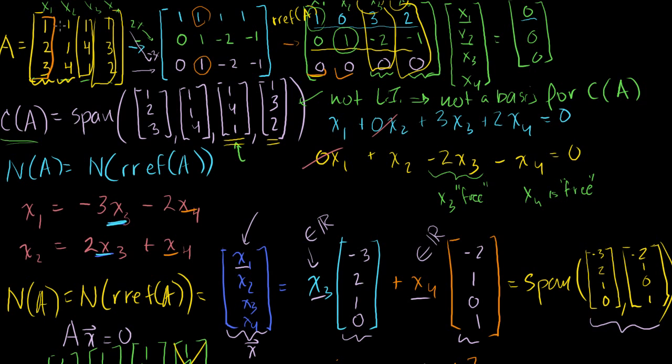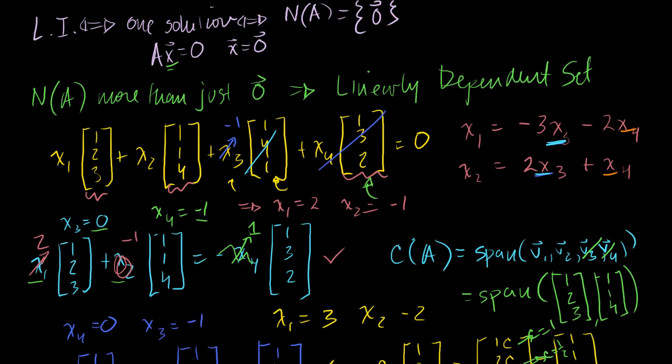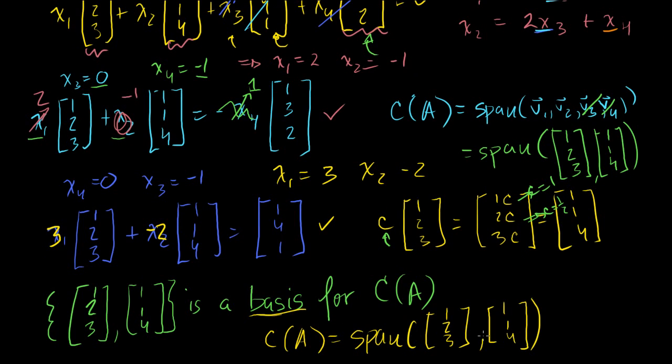So this column and this column would be a basis for A. And we see that all the way down here: 1, 2, 3, and 1, 1, 4. We did a lot of work, and we got all the way there. And we said this is a basis for the column space, for the column span of A.